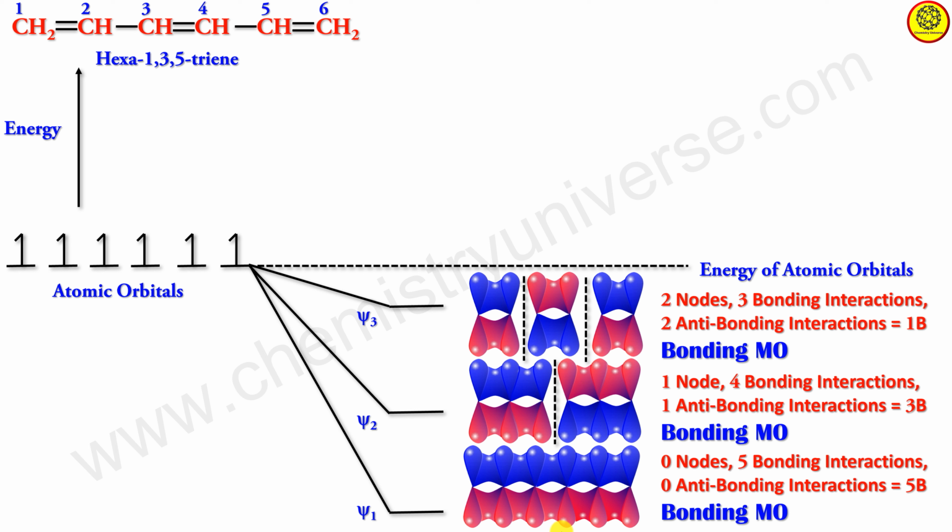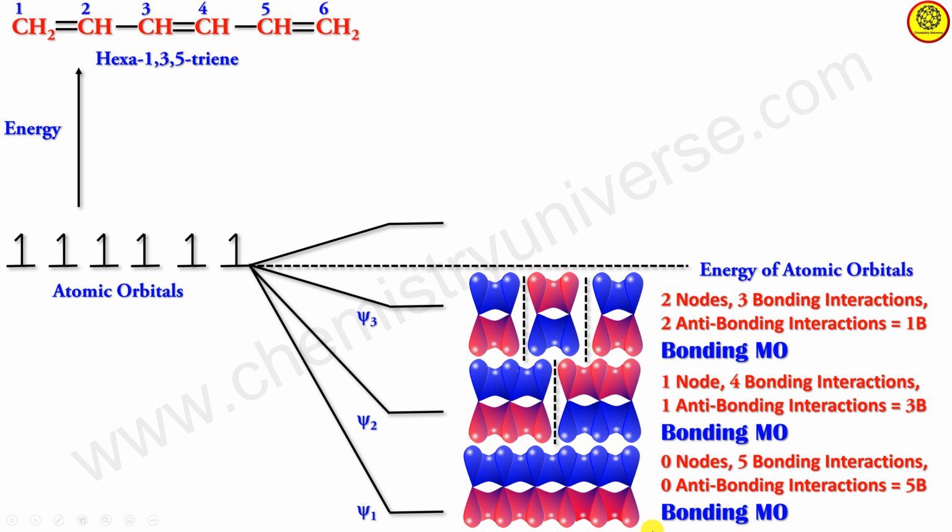Let's look at the anti-bonding. Here of course the net will be anti-bonding. Now another thing you might feel is, isn't the number of nodes equal to the number of anti-bonding interactions? So far it is coming out to be true. In fact, in a linear system like this, they will always be equal, but not in a cyclic one. In a cyclic system, the nodes may be different from the anti-bonding.